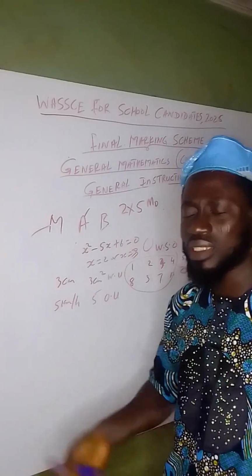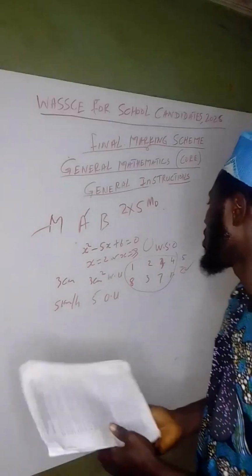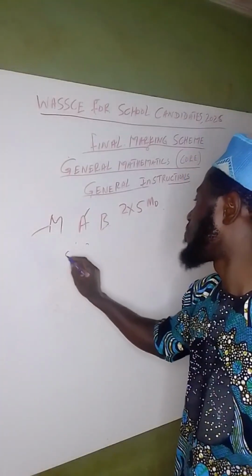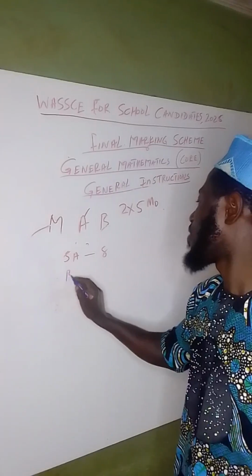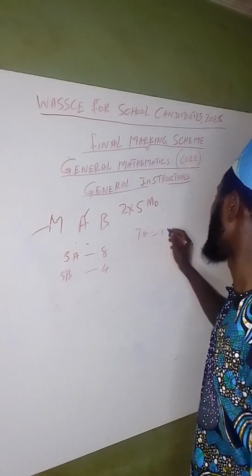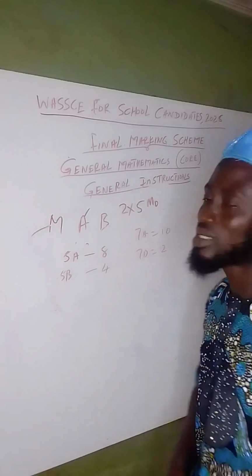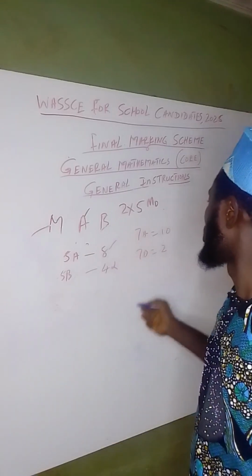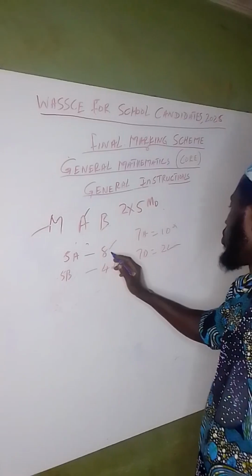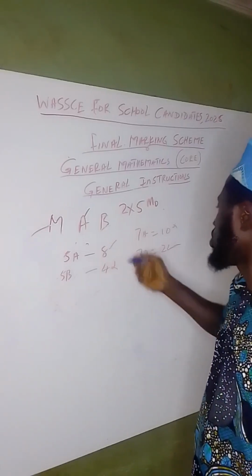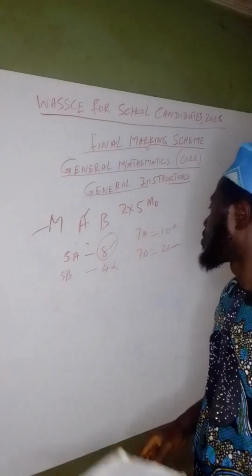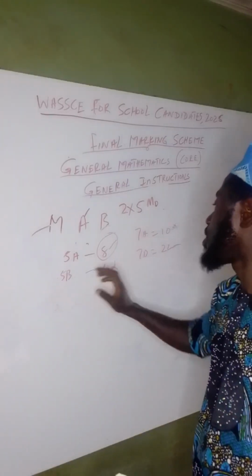Most of you, your problem is this. For example, question 5A is 8 marks, question 5B is 4 marks, and you have another question 7A, which is 10 marks, and 7B, which is 2 marks. You know this, but you don't know this. You should wait to go and score the 10 rather than missing it, but you decided to solve the 2, and it is more than the questions required.